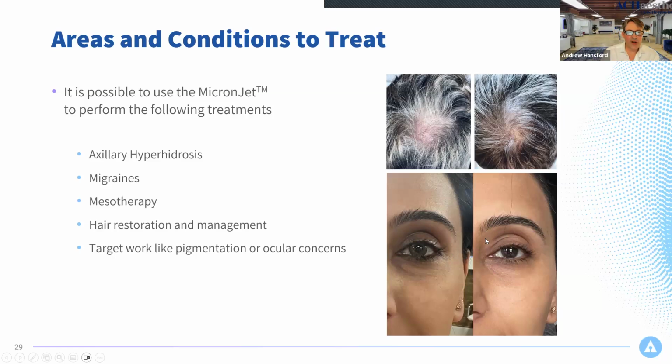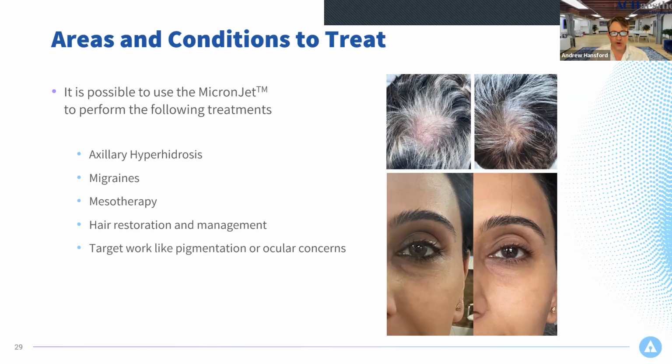So dealing with hyperhidrosis, perfect. Migraines, mesotherapy, hair restoration and management, and targeted work like pigmentation and ocular concerns. If I've got a patient or client on my couch, and they've got melasma, or a small piece of pigmentation, areas that I want to focus on, I could use a particular product that's relevant to that condition, and then use the MicronJet just to implant in those areas as a standalone. I never just do that, I do everything else as well, but that's what you absolutely can do.